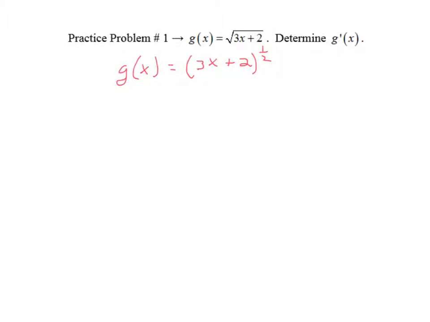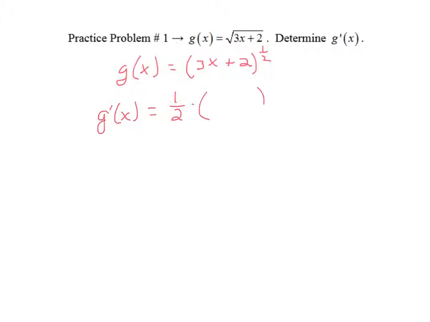So how do we get g prime? Well, we're just going to take the derivative of the outside function, so that's the 1/2 power, and just leave the inside function alone. So we know that with the power rule, we need to bring that 1/2 down and multiply.